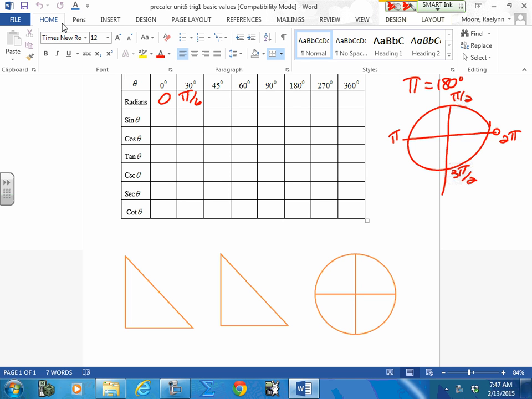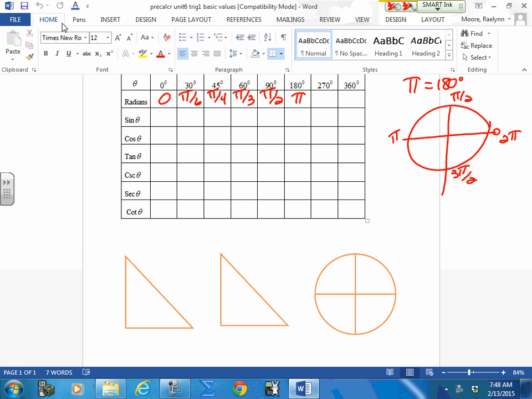How many times does 45 go into 180? 4. Pi over 4. 60 into 180? 3. Pi over 3. 90 into 180? 2. Pi over 2. There's your pi.